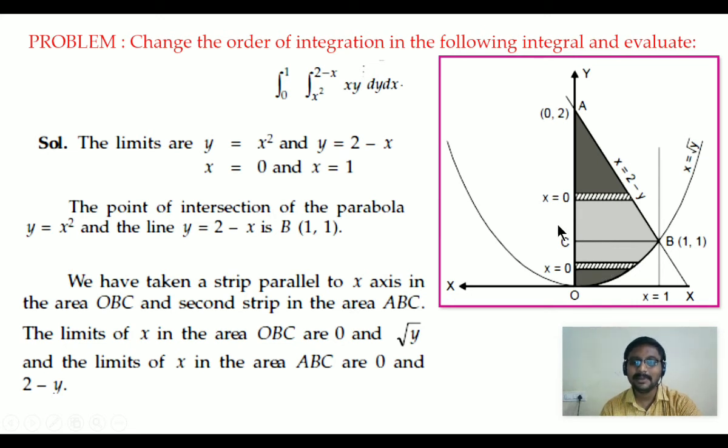For these new limits, we have to divide the total region into two parts with respect to a line. The line is the CB line here, that is the line y equal to 1, which is parallel to the x-axis. According to the new strips, the new limits are these: in the region OBC, x limits are 0 to root y, and in the region ABC, the new limits are 0 to 2 minus y.